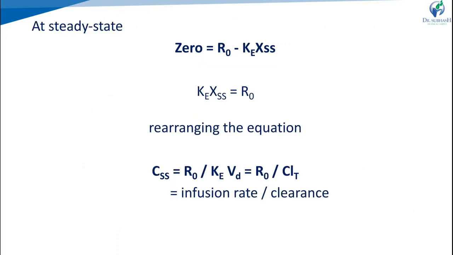So at steady state, the equation becomes dX/dt is equal to 0. 0 is equal to R0 minus K into Xss, where SS represents the steady state. So K into Xss is equal to R0. Rearranging and transforming the equations, we get Css is equal to R0 upon K into Vd, or R0 upon clearance. So for the one compartment open model IV infusion, the steady state concentration is equal to the infusion rate divided by clearance, R0 upon clearance.